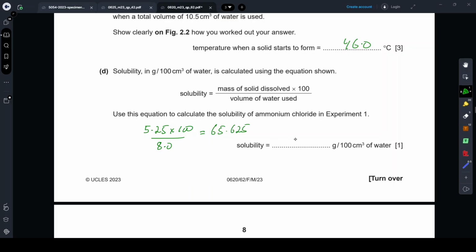65.625. Now here they've accepted a range of answers. They've accepted 65.625 as it is. They will be accepting 65.63 if you're rounding to 2 decimal places. If you're rounding to a single decimal place, it's going to be 65.6. They have even accepted up till 66.0 if you're just rounding it up to 2 significant figures. Okay. Right? But it doesn't hurt to be accurate.